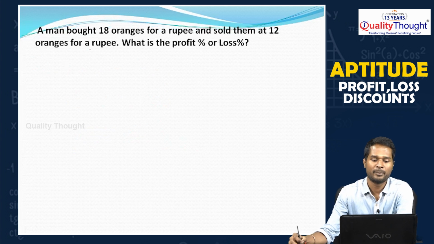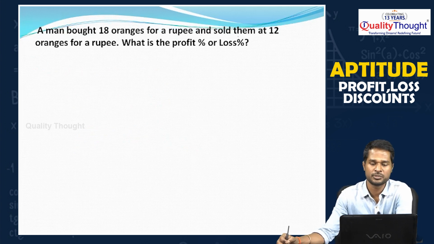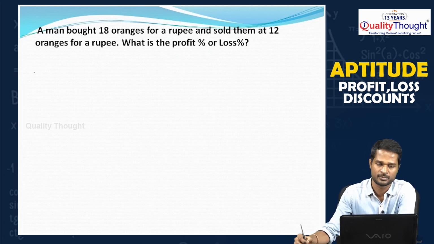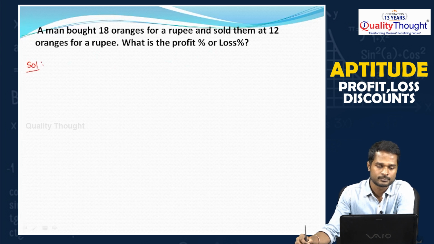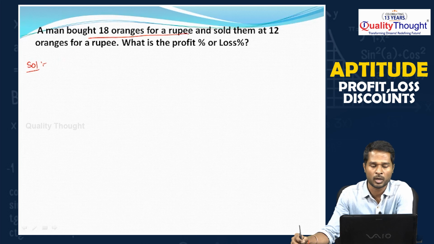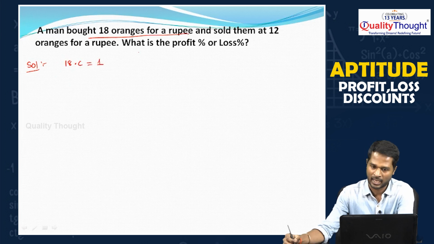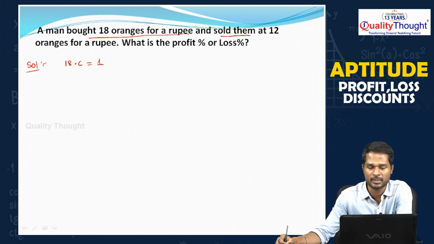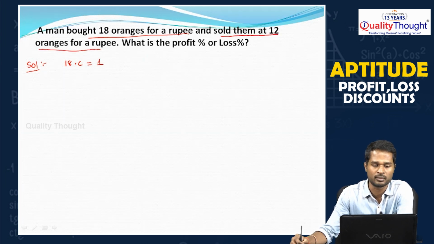See the question. A man bought 18 oranges for a rupee and sold them at 12 oranges for a rupee. What is the profit percentage or loss percentage? Let us write the equation from the given question. See what he said. A man bought 18 oranges for a rupee. That means bought means purchased, that means cost price. So, 18 oranges cost price is 1 rupee, and he said that he sold them at 12 oranges for a rupee. How he sold? That means 12 oranges selling price is 1 rupee.